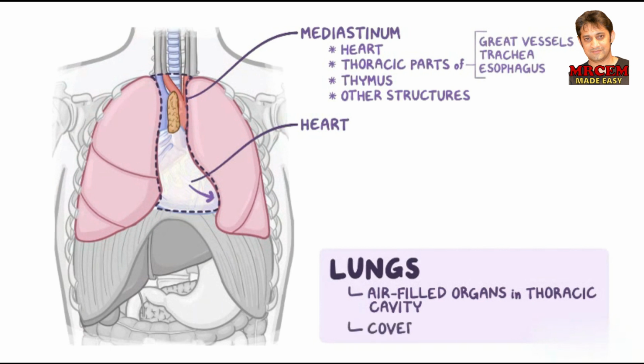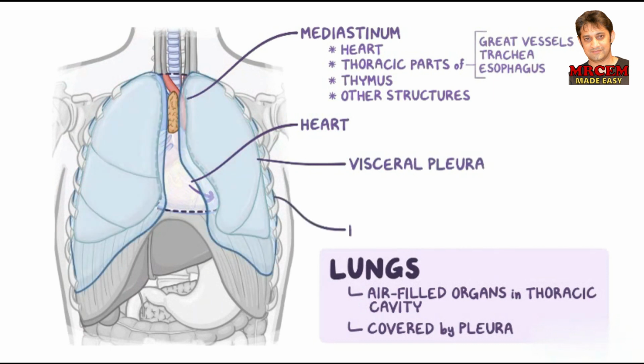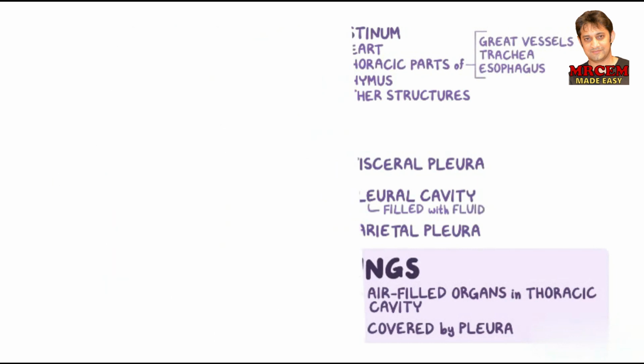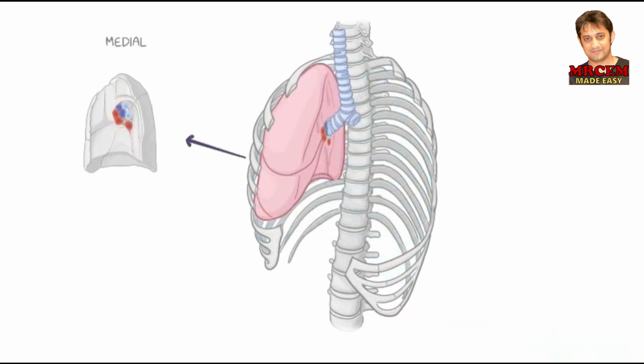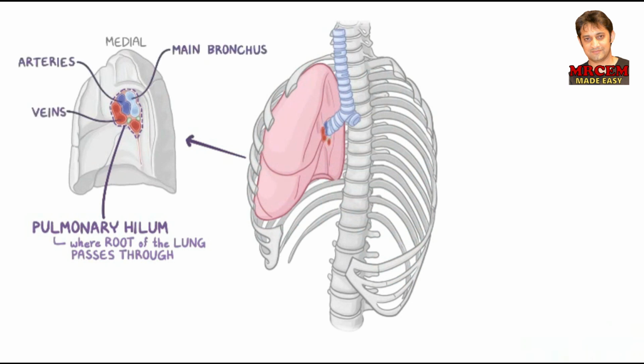Each lung is covered by a membrane called the pleura, which is subdivided into the visceral pleura that intimately adheres to the lung, and the parietal pleura that lines the pulmonary cavity. Between them, there's a pleural cavity, which is normally filled with a thin film of fluid. Now, on the medial part of each lung, there's a pulmonary hilum, where the root of the lung passes through. The root of the lungs is made up of structures like the main bronchus, arteries, and veins.